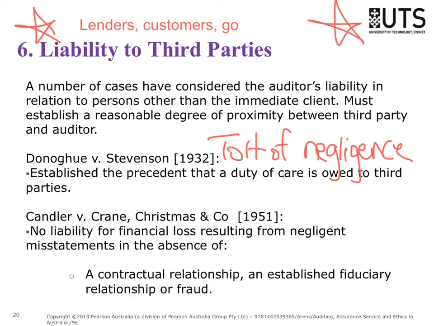All right. Even the government, potentially, could be a third party using the financial statements. So anybody who uses the financial statements for information to aid their decision-making has the potential to sue the auditor if the auditor makes a mistake and they've relied on that auditor's information.